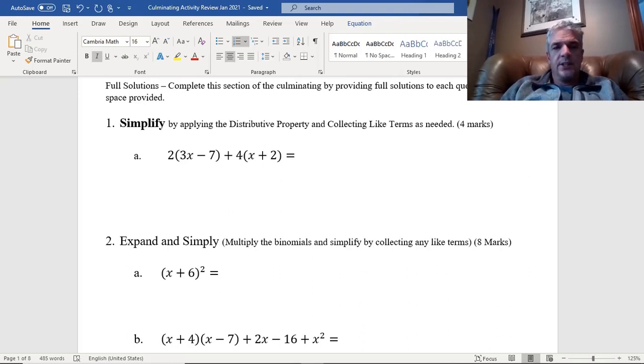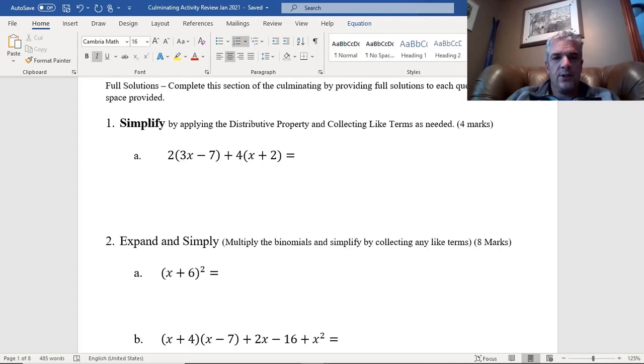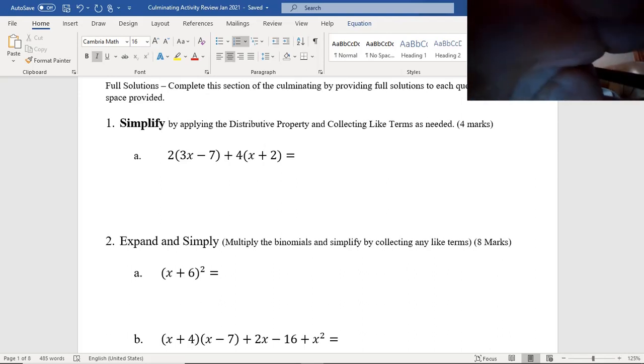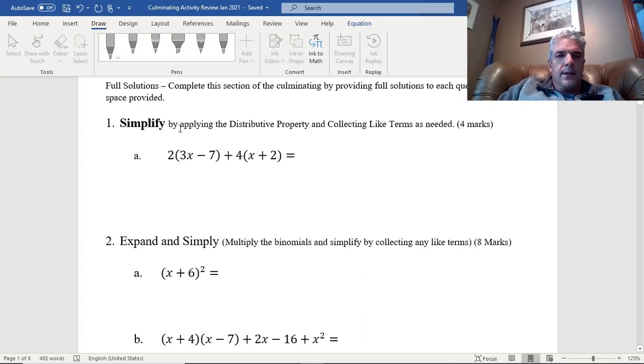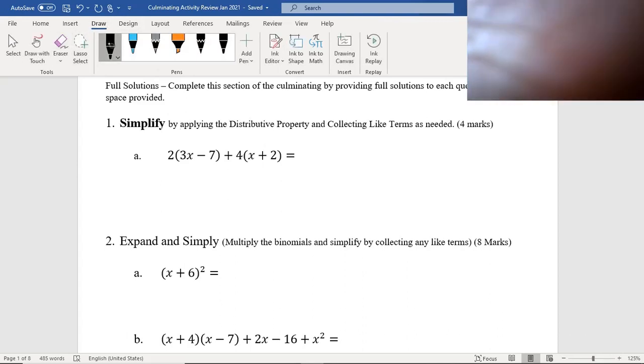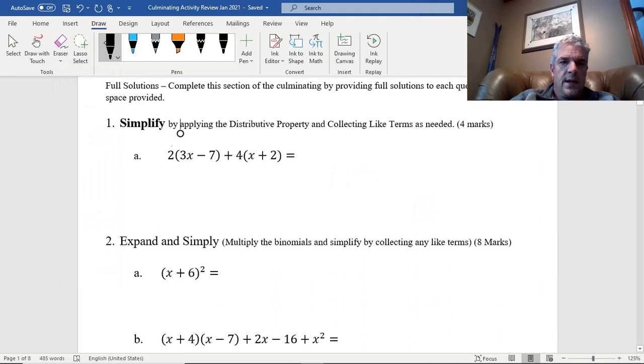And so I'm going to just go over this example, which uses a bit of the distributive property, and then move on, okay? So in this case, it's 2 times (3x minus 7) plus 4 times (x plus 2). And what does that equal? So what we do is we multiply. I've got to turn my pen on here, sorry. It's not liking me. Okay, I got it in black.